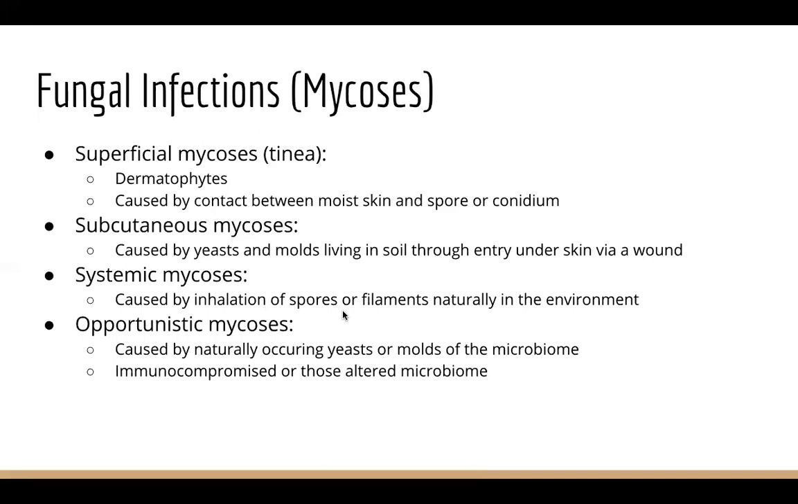All right, so fungal infections or mycoses, as we discussed earlier. There are 4 different types. Superficial mycoses, or tinea, is another name for that. They are caused by dermatophytes, which are filamentous fungi. And when those come in contact between moist skin and the spore or conidium of the fungi, that's what causes superficial fungi. And that occurs on the mucous membranes, skin, hair, nails. That's typically what you think of as athlete's foot, jock itch, ringworm.